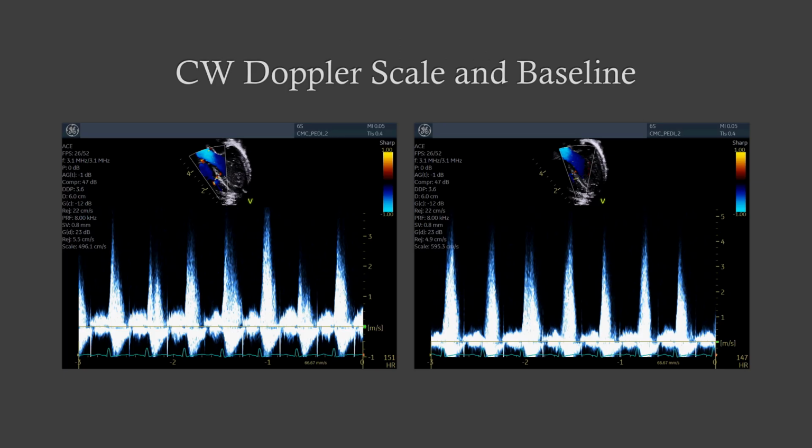This is another example of continuous wave Doppler imaging, where on the right hand side we see that the scale and the baseline were adjusted, and you can actually measure the highest velocity of the flow as compared to the image on the left hand side, where these adjustments were not made and you miss the highest velocity.